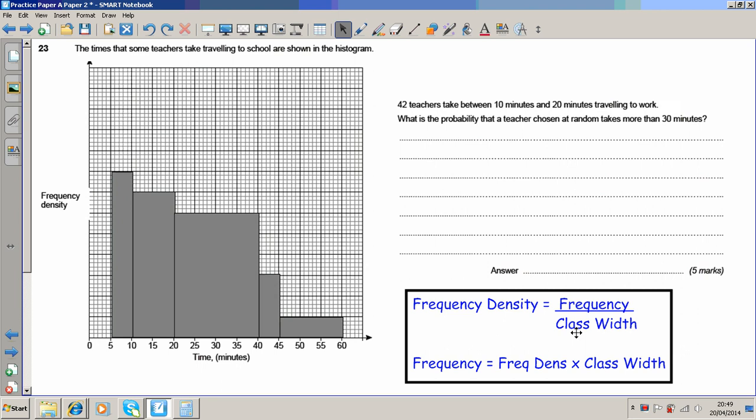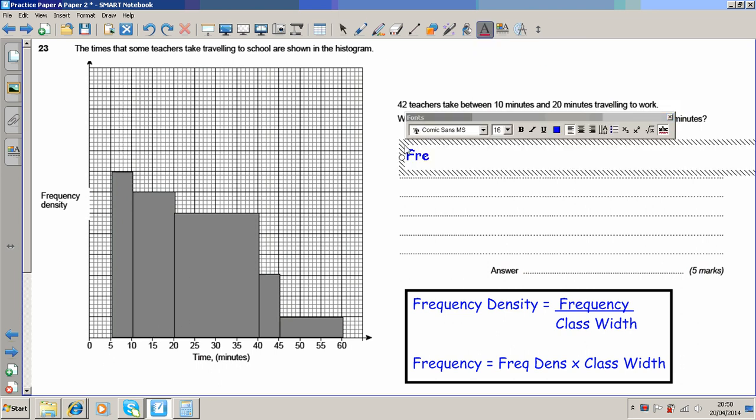The times that some teachers take travelling to school are shown in the histogram. 42 teachers take between 10 and 20 minutes travelling to work. What is the probability that the teacher chosen at random takes more than 30 minutes? Okay, so for histograms you've got two rules. Frequency density is frequency divided by class width. Or if you rearrange that, you've got frequency as frequency density times class width. You need to know them, so make a note of them first. Now for this question, it hasn't done the scale for us on the frequency density. All we've got is a bit of information that says between 10 and 20, this section here, there are 42 people.